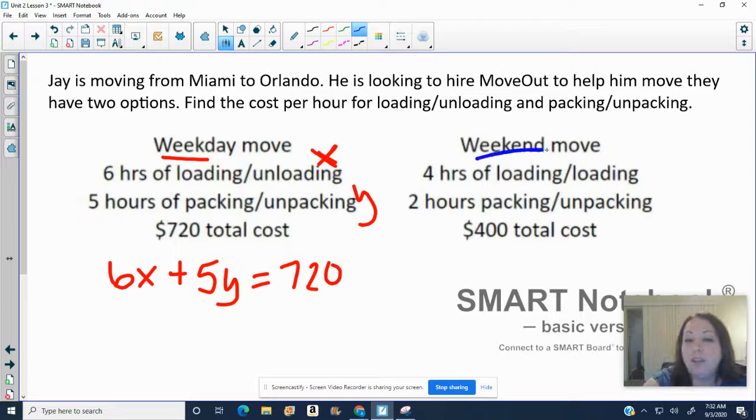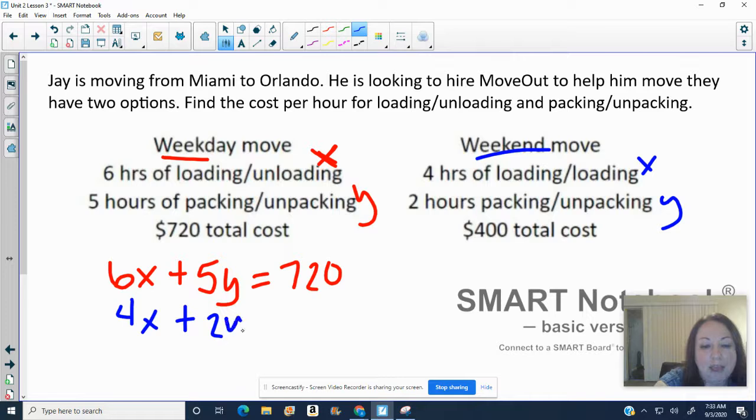Then we're going to do the weekend move over here. So the weekend move, you get way less time. They do 4 hours of loading and unloading. And again, that's going to be my X and this is going to be my Y. So 4X plus 2 hours of packing and unpacking becomes 2Y. And the total cost is going to be $400.